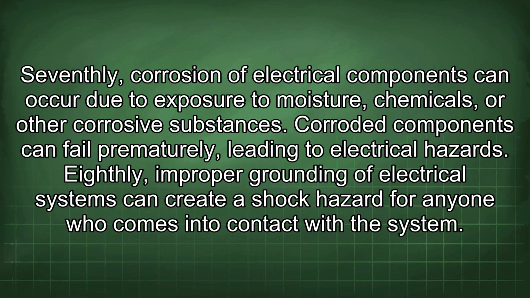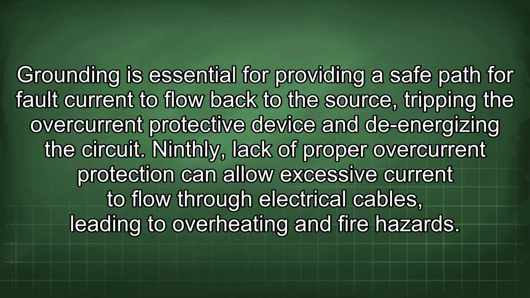Seventhly, corrosion of electrical components can occur due to exposure to moisture, chemicals, or other corrosive substances. Corroded components can fail prematurely, leading to electrical hazards. Eighthly, improper grounding of electrical systems can create a shock hazard for anyone who comes into contact with the system. Grounding is essential for providing a safe path for fault current to flow back to the source, tripping the overcurrent protective device and de-energizing the circuit.